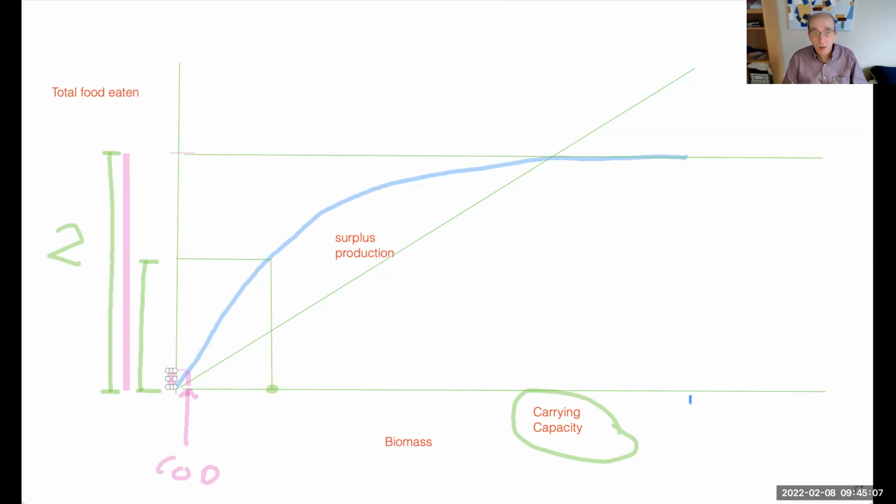So that's what vulnerability tells us. It tells us where we are relative to that carrying capacity, or expressed alternatively on the y-axis here, how much will this predator be able to increase its food intake if it was to grow to its carrying capacity? And if it's already there, that's 1.